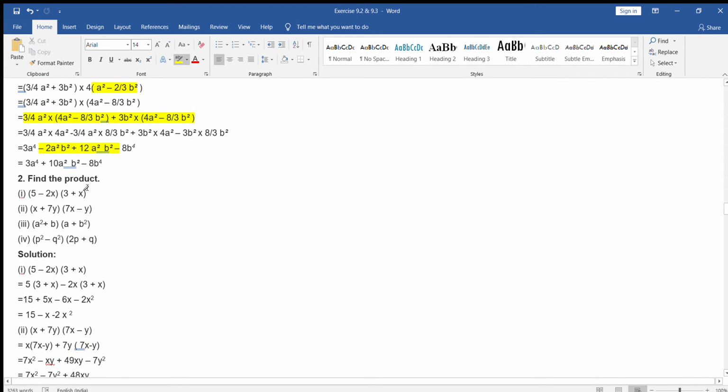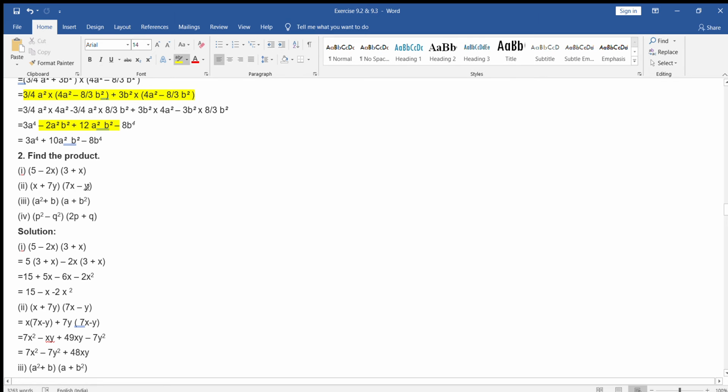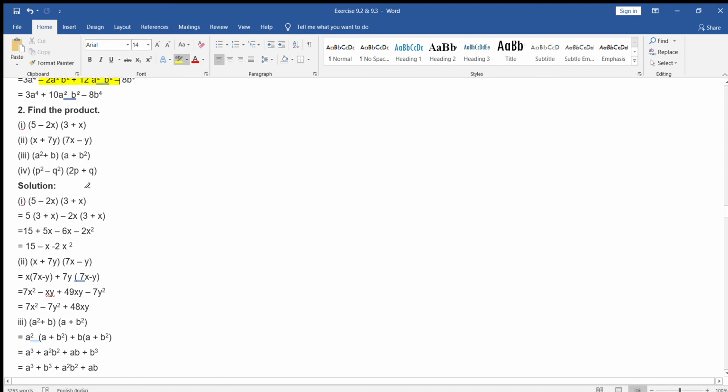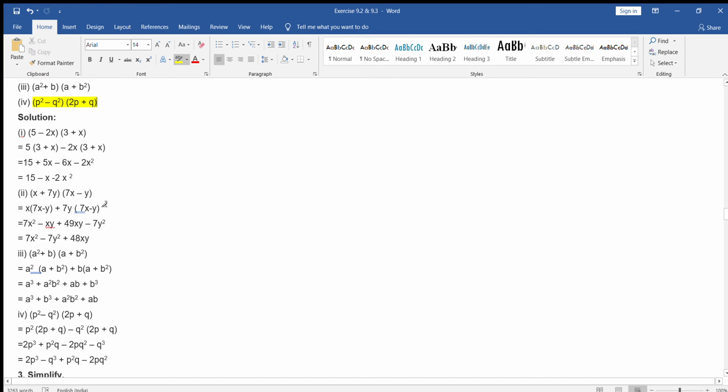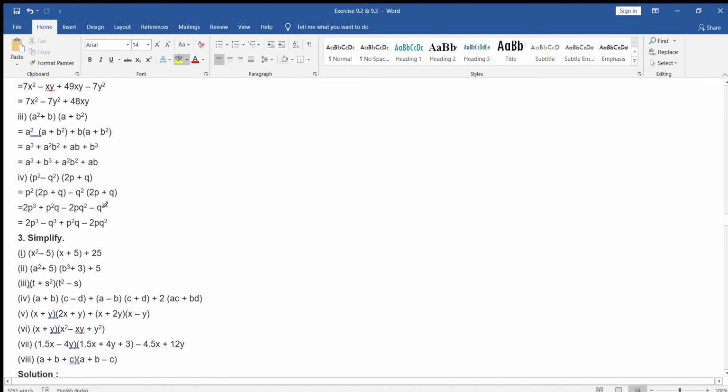Similarly, our next question, number 2, is to find the product. So it is also a similar one. We have to multiply it. Just take one of the questions, for example this fourth part. Here we have the power as square also. So just see how we have solved it. First of all, we multiply this p square with 2p plus q. Then we multiply minus q with 2p plus q. One by one we need to multiply.